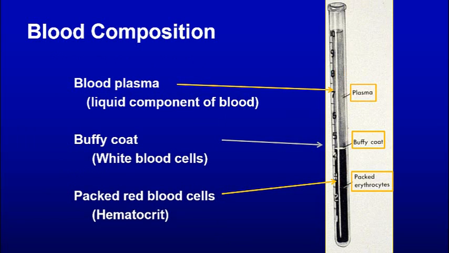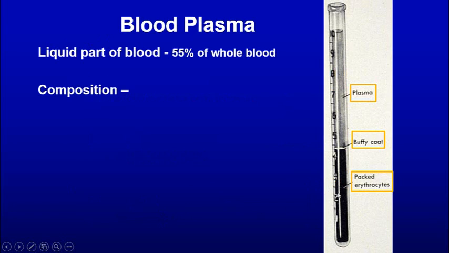Now, in blood composition, there are three major components. You have the plasma, the clearer part at the top when you spin blood down, heparinized blood. And then you have a buffy coat, and that's where the white blood cells are located. And then you have the packed cell bottom, your packed cell volume, which is your hematocrit. Now, the liquid part of blood, the plasma, is about 55% of the whole blood.